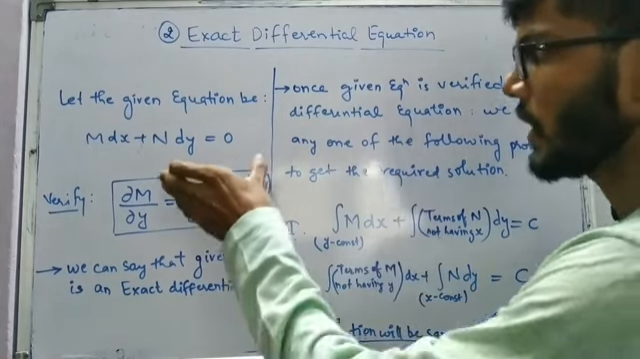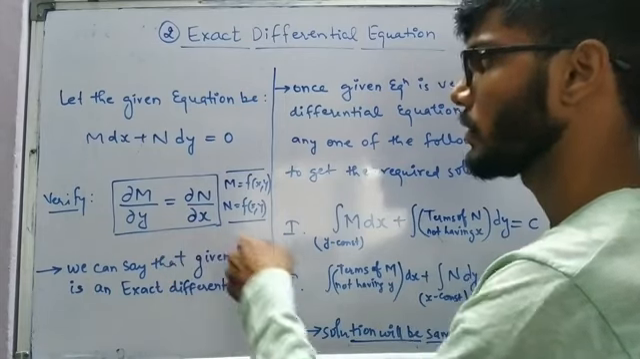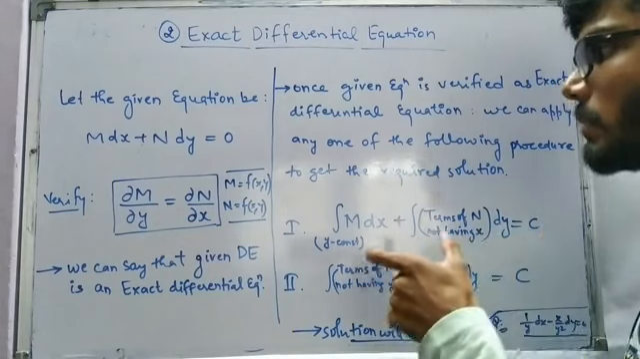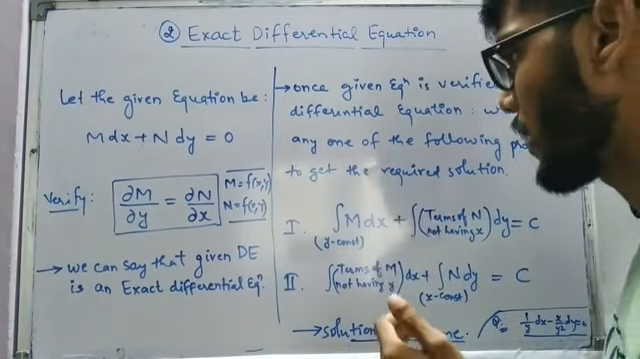So we have the equation in the form M dx plus N dy equal to 0. We'll check whether ∂M/∂y is equal to ∂N/∂x or not. If it is so, we are able to conclude that this particular equation is in the exact form, and we have two steps now. We can follow any one of them.